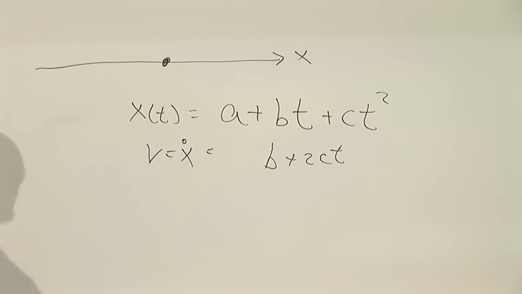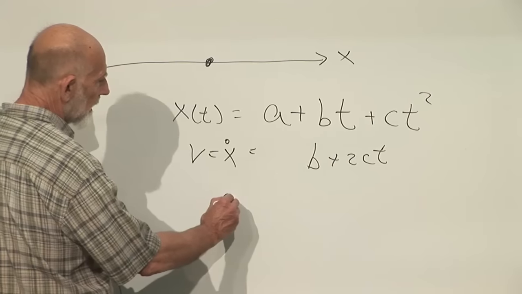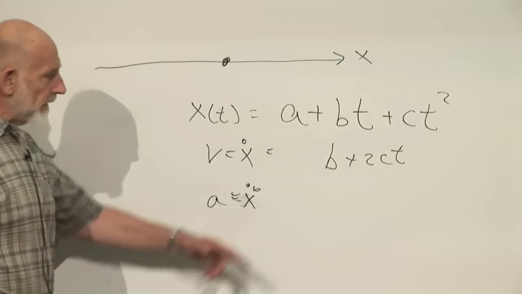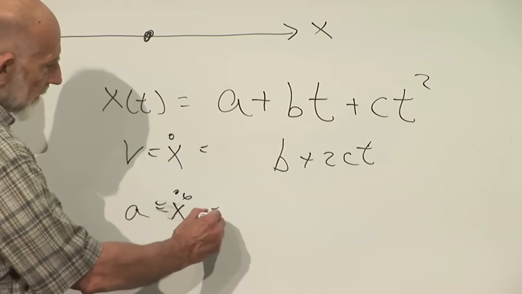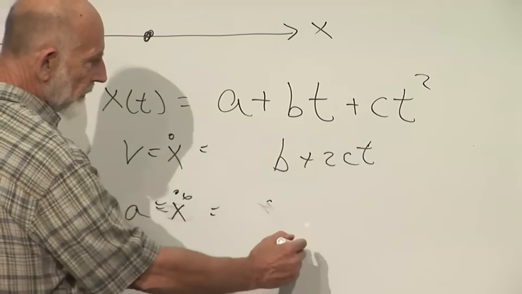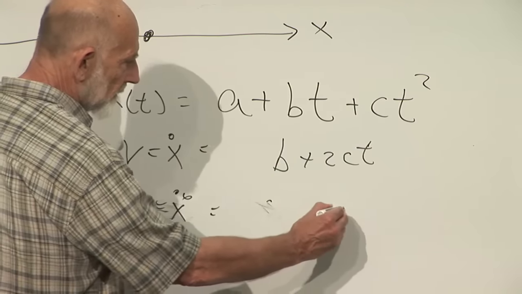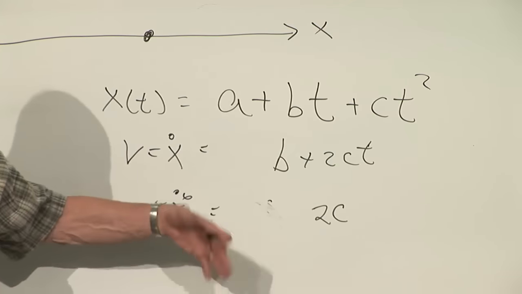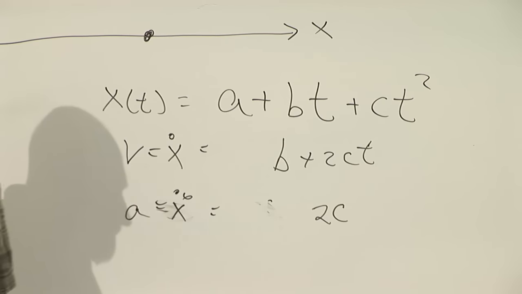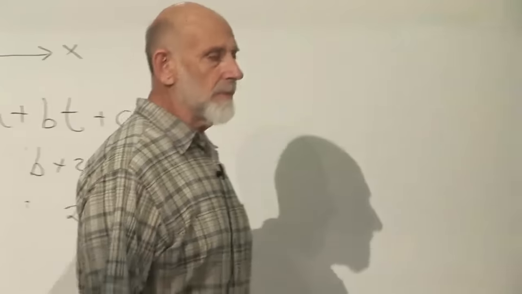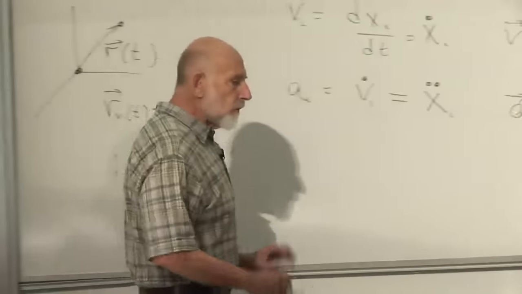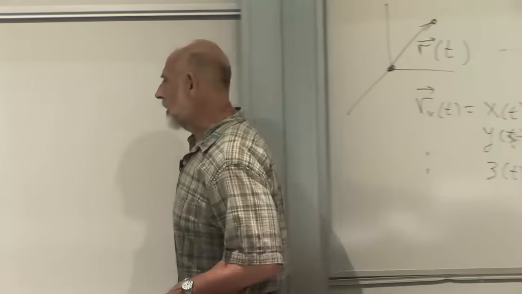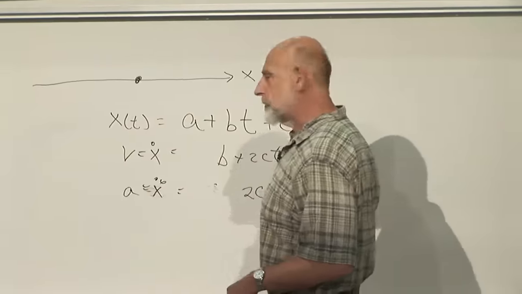What about the acceleration? We just differentiate again. What's the derivative of b? Zero. And the derivative of 2ct? 2c. Okay, so this is the acceleration. It's twice c. It's constant with time. It doesn't change. So this is a uniformly accelerated particle that has acceleration 2c.